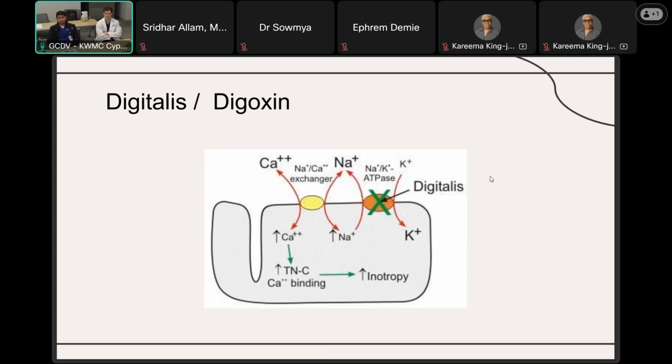So digoxin binds to sodium potassium ATPase. That's where its mechanism of action happens. And sodium potassium ATPase is found in muscles as well as cardiac myocytes. So when digitalis binds the sodium potassium ATPase, it increases the sodium concentration inside these cells. Because of the sodium concentration, there is release of calcium from the sarcoplasmic reticulum. And the calcium then, of course, binds to the muscle proteins and increases the inotropy of these muscles. And that's how it actually works as an inotrope in the heart.